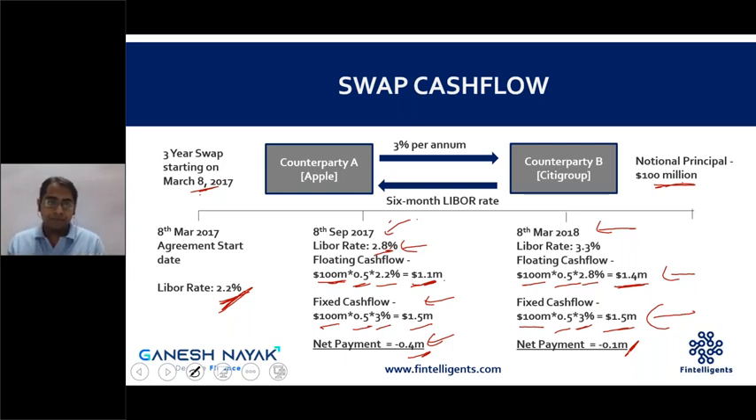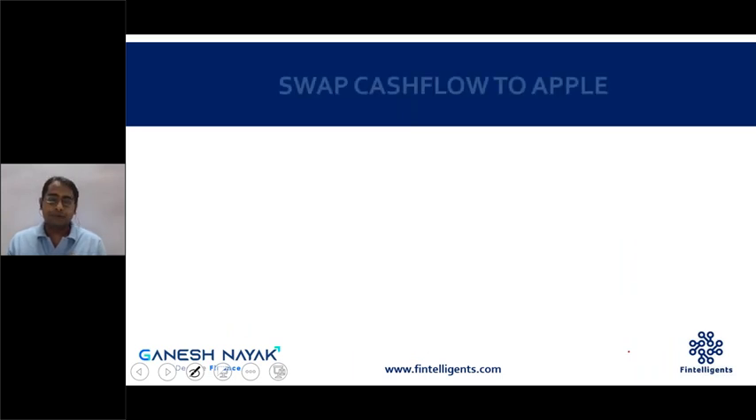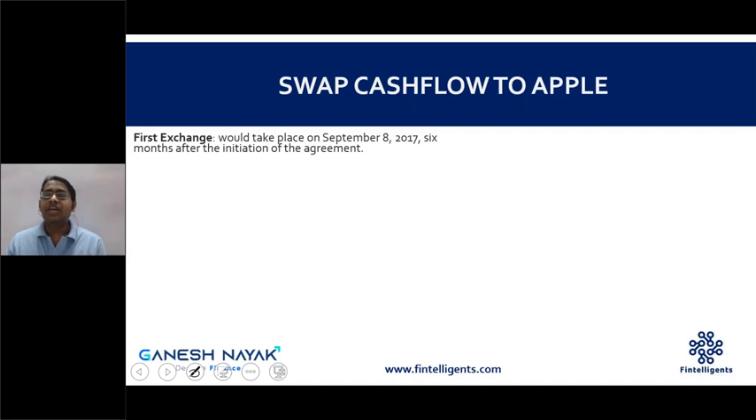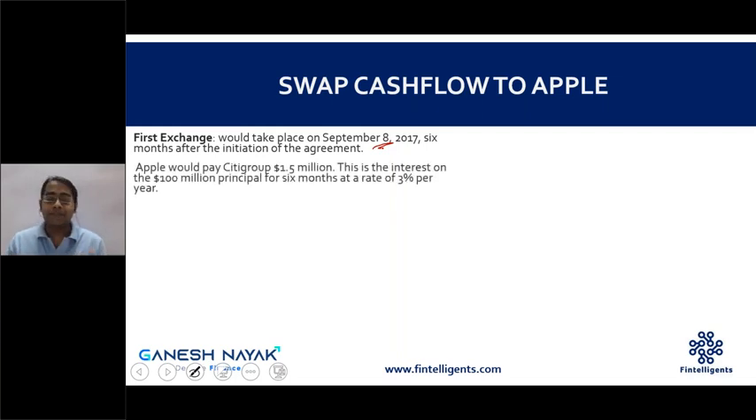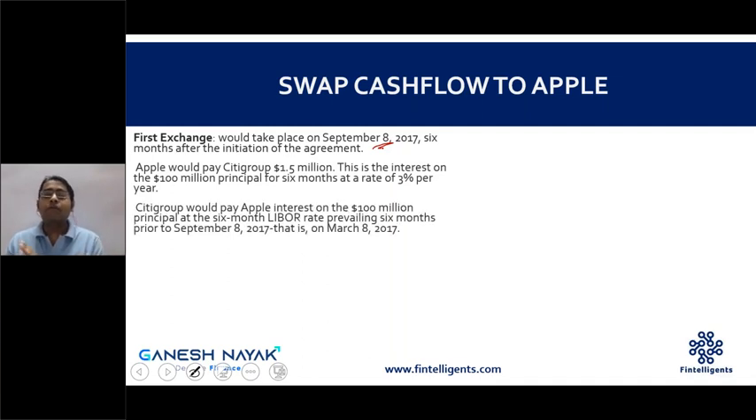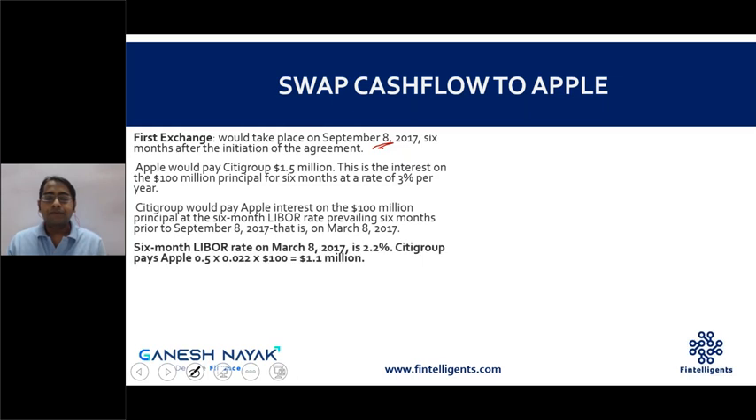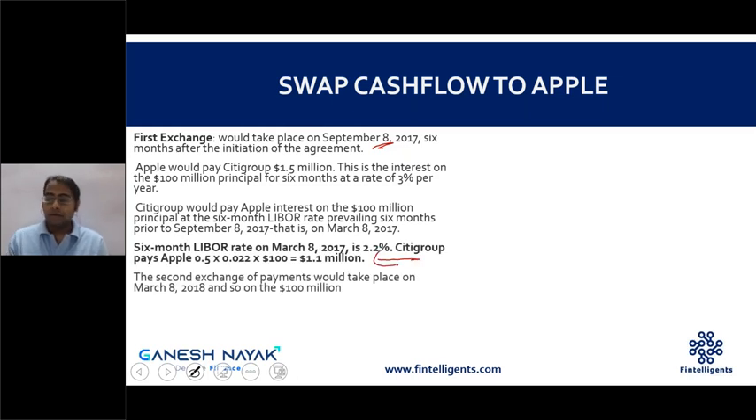Okay, now let us take the same example and let me do the entire calculation in a table for you. Now, the first exchange happens on 8th September 2017. Please remember that the swap was started on 8th March, and the immediate next 6 months date that came was 8th September 2017. And that is where the first exchange happens. And what is the exchange? We saw that it is going to be $0.4 million from Apple to Citigroup. We did the entire calculation. And this is what is mentioned.